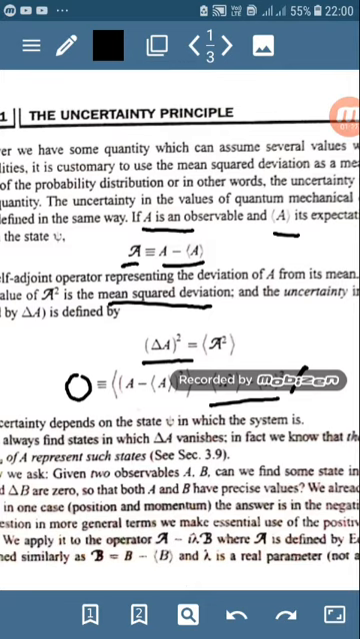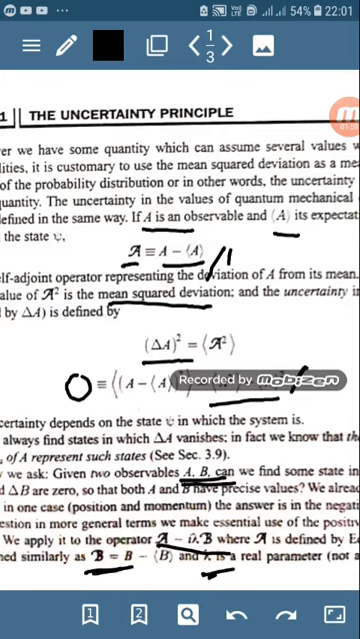Here let us see for two variables A and B. What happens for two variables A and B, whether there exists a state for which the deviation of both A and B is 0. For that we consider an operator A minus I lambda B, where A is defined as A minus the expectation value of A, A is for observable A and B is for observable B, and lambda is a real parameter.